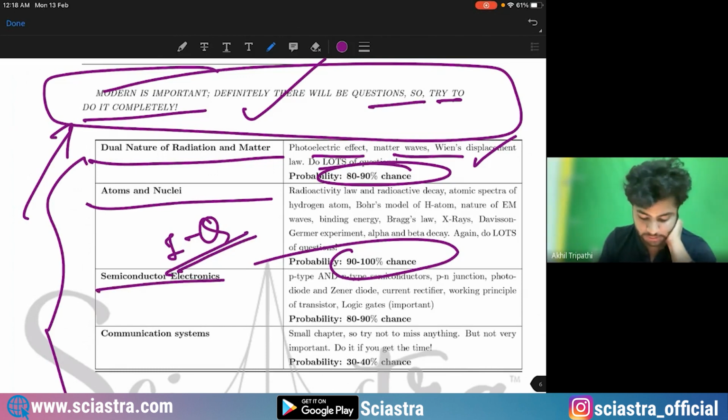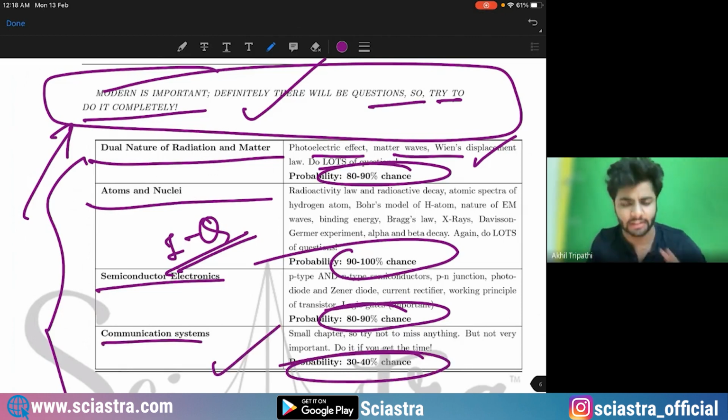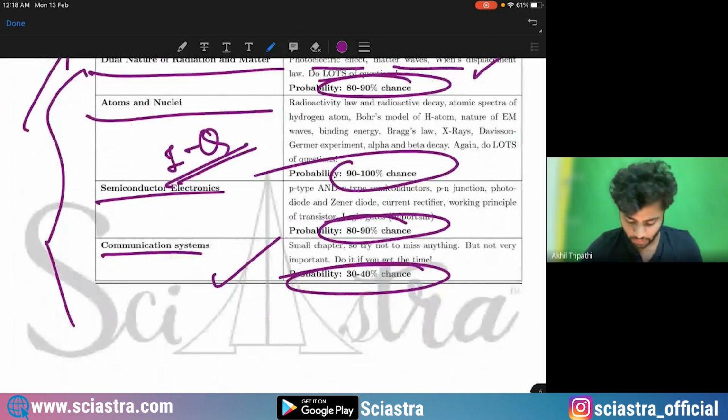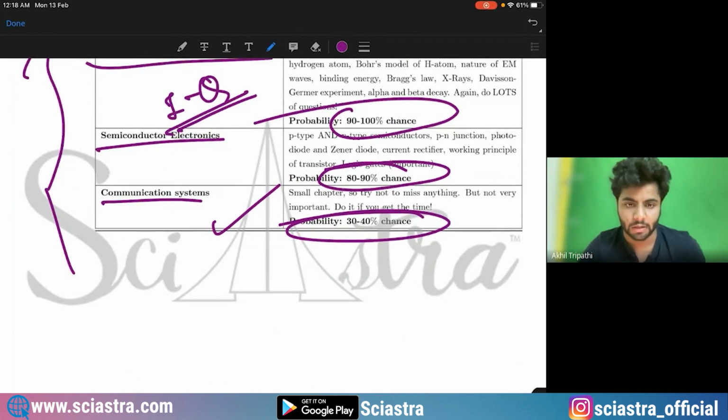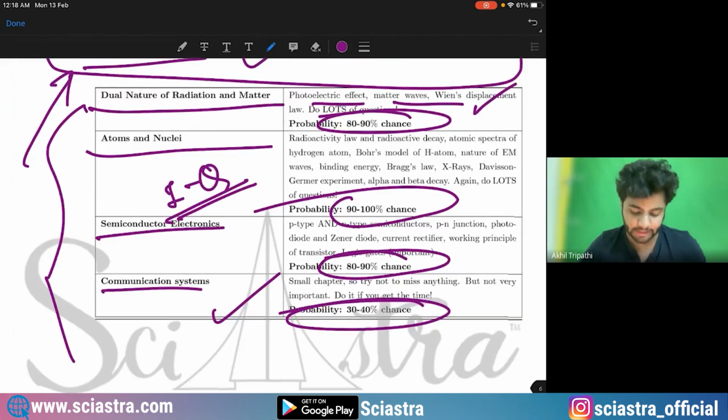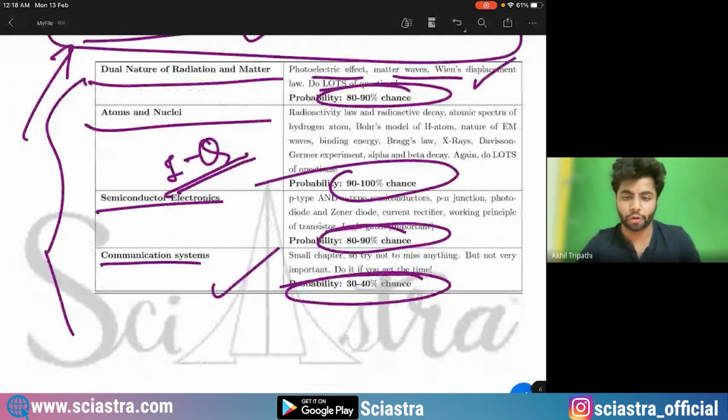Then, semiconductor, 80 to 90% chance. Communication system, 30 to 40%, very less. You know, small chapter, but if you can do, try not to miss it, but not very important. Okay, so this was the analysis. I hope this was useful to you.